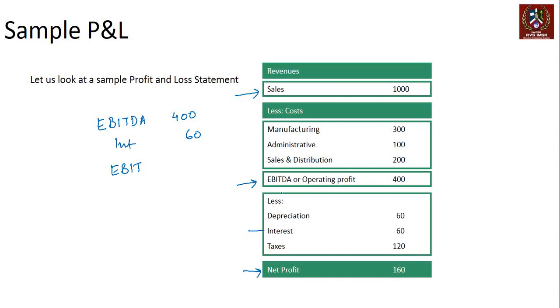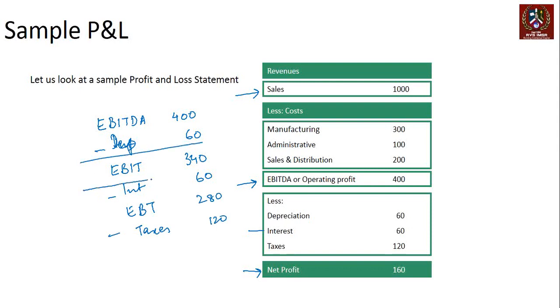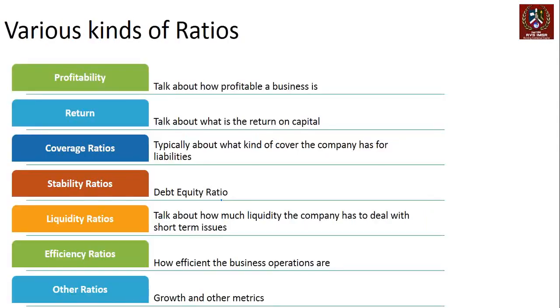earnings before depreciation, tax, etc. You first remove the depreciation here by 60 to get to EBIT, which is 340, and then you remove the interest, which is 60, to get to profit before taxes, which is 280, and then you apply taxes to it, which is 120. So minus, minus, minus, and you keep getting at these numbers as you go along to arrive at yardsticks of the company's performance, right? So that's calculated on the company's P&L statement. Now let's look at what are the various kinds of ratios that are available.